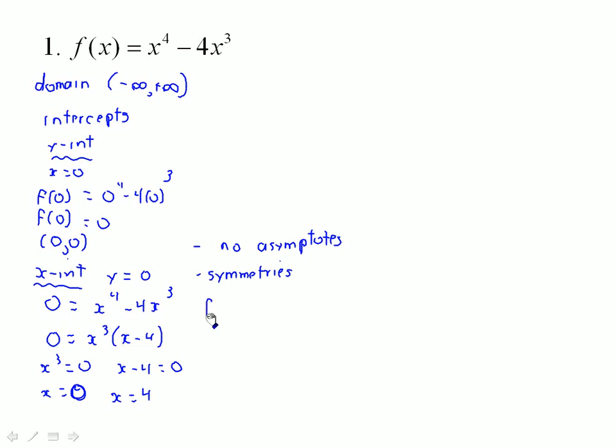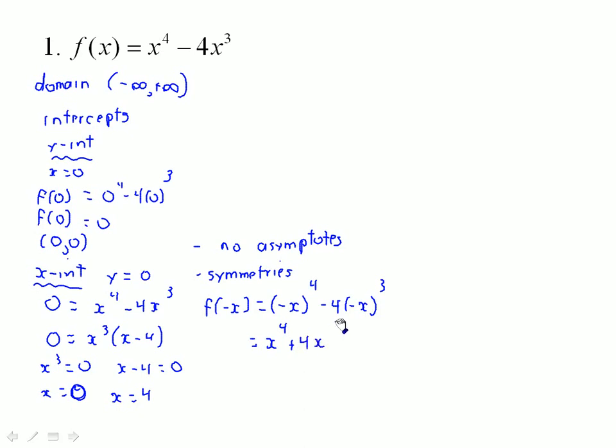well, for symmetries, in case you have forgotten, you replace x with negative x, and then you see where it takes you. So we'll replace x with negative x, we get negative x to the 4 minus 4 times negative x to the 3. And then negative x to the 4, raise that negative to the 4th exponent, we get x to the 4, and then we get minus 4, so we times negative x cubed becomes, the two negatives become this.